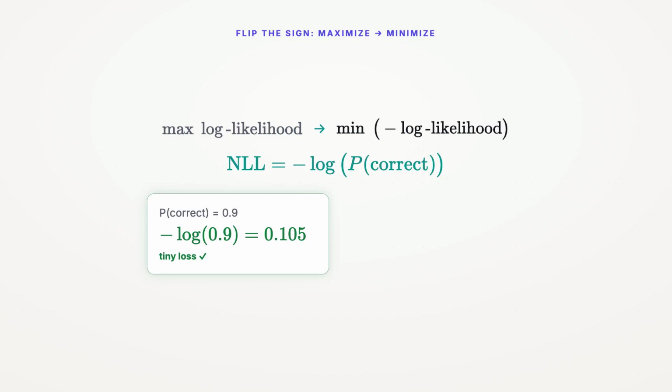Watch how it behaves. If the model gives the correct answer 90%, the loss is small, about 0.1. If it gives the correct answer just 10%, the loss jumps to 2.3. Good predictions, tiny loss. Bad predictions, big loss. Exactly what a loss function should do.